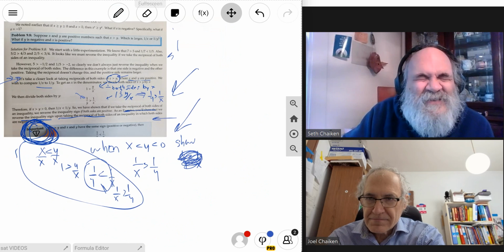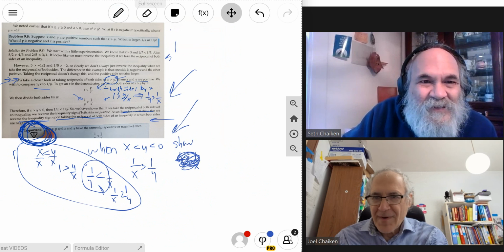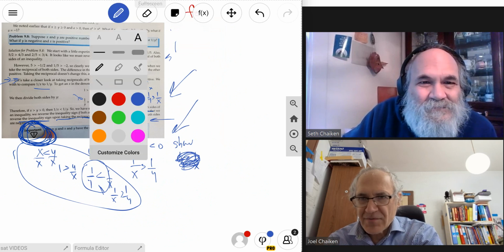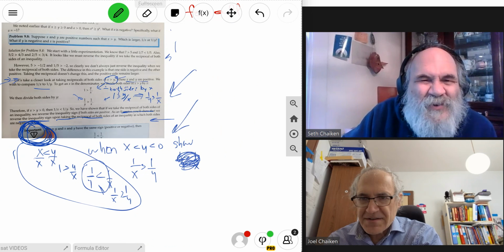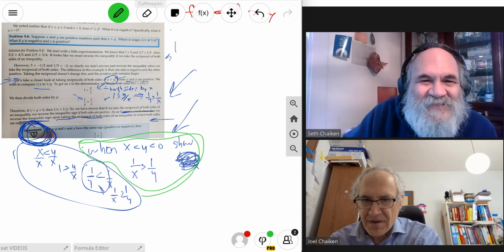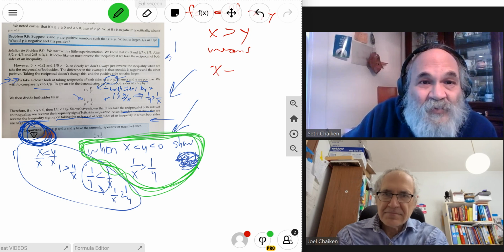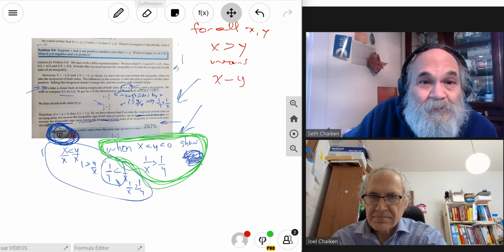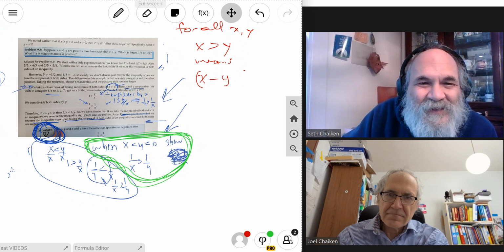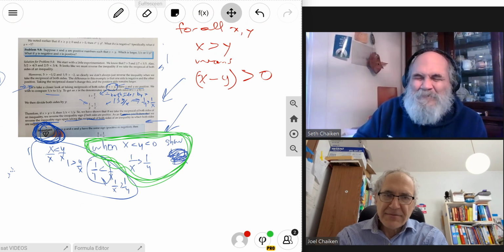So the idea is for any X and Y. Remember, this is what you're trying to prove. For all X and Y, X is greater than Y means X minus Y is greater than 0. Right?